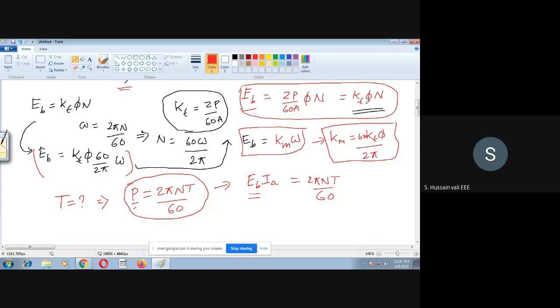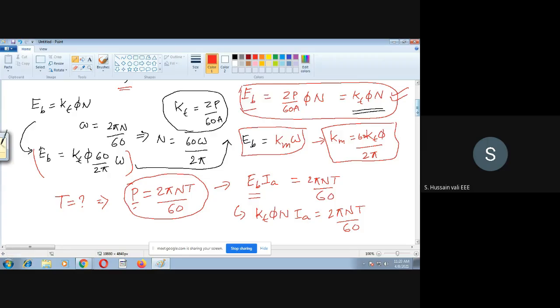This is one form, EB is equal to KT into phi n. So we will use this form here. If we use this form, it becomes KT into phi into n, into IA. I'm just writing EB from this equation, that is KT into phi n, so into IA. So that is equal to 2 pi n T by 60.